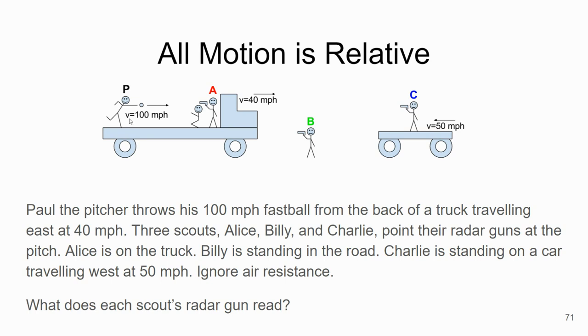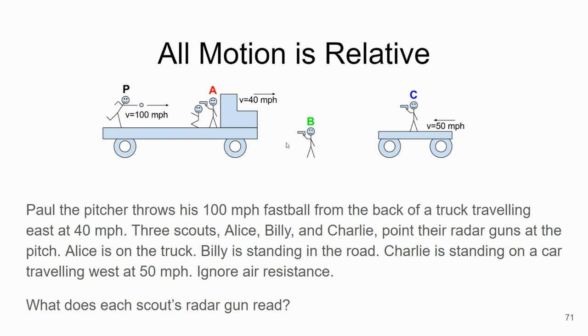Paul, the pitcher, is going to throw his 100-mile-per-hour fastball to the catcher. Behind the catcher is standing Alice, and Alice has a radar gun pointed at this pitch. For some reason, and this is the very contrived thing about this physical example, they're doing this on the back of a truck that is going east at 40 miles per hour down the road. And we're going to try to figure out, what does Alice's radar gun read?